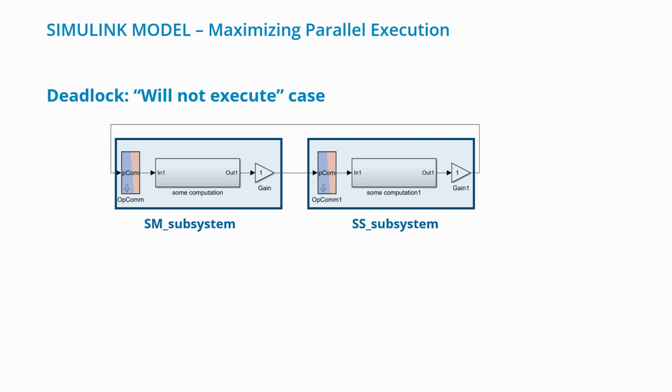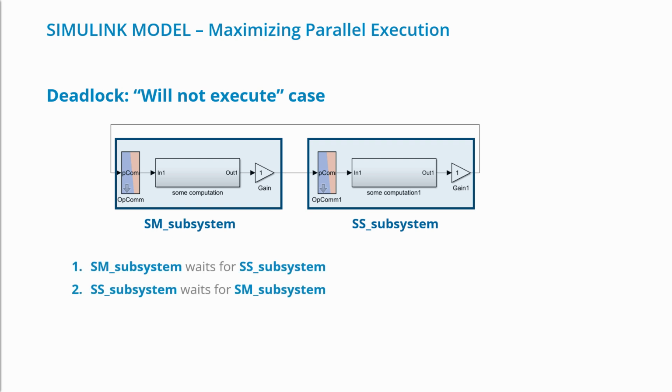Here, we have an example where a model is divided into two computation subsystems. However, this case will not execute because both subsystems are waiting for information from the other subsystem before performing their own computations. This is called deadlock.